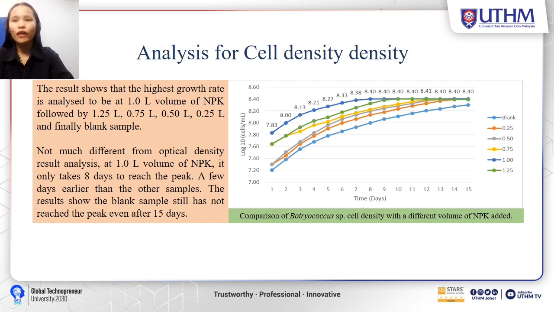At 1.0 liter volume of NPK, it only takes 8 days to reach the peak, a few days earlier than the other samples. The results show the blank sample still has not reached the peak even after 15 days.